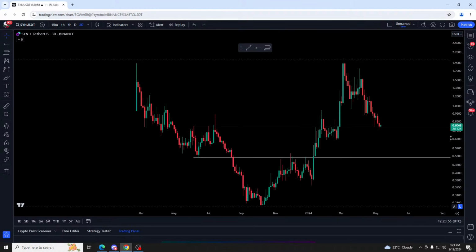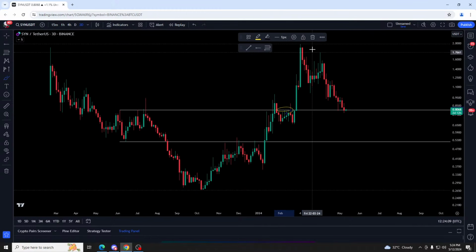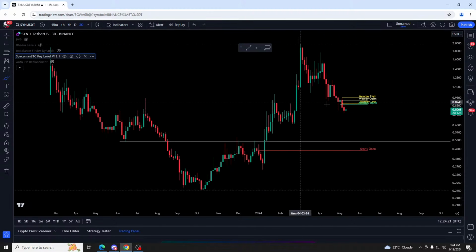Okay, so for SIN, the range is commencing from here. So from here: deviation, SFP, rejection, rejection, low, rejection, proving to be an SR flip as well. Now attempting to hold here. Just see if there's any key levels here.